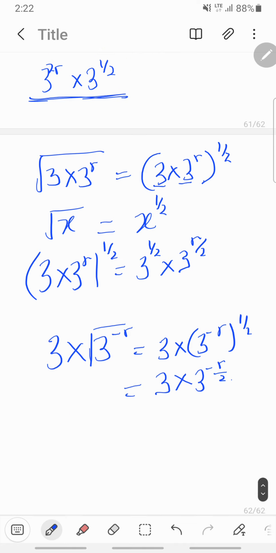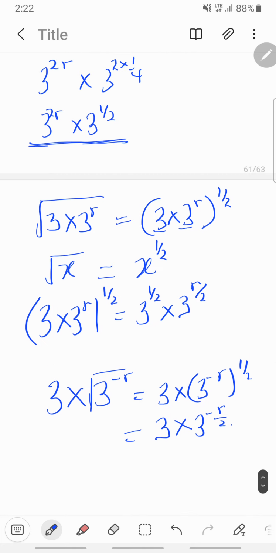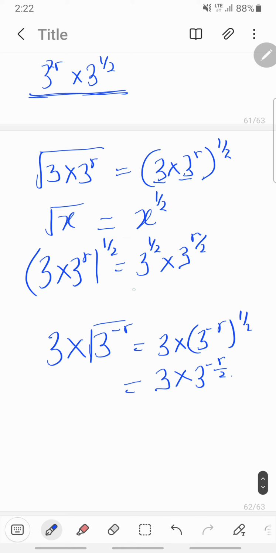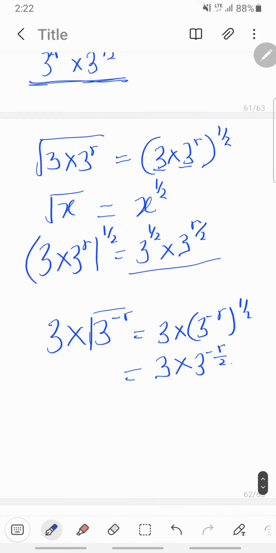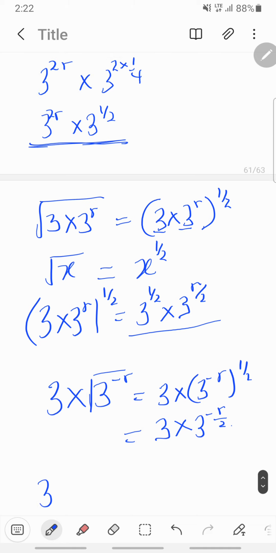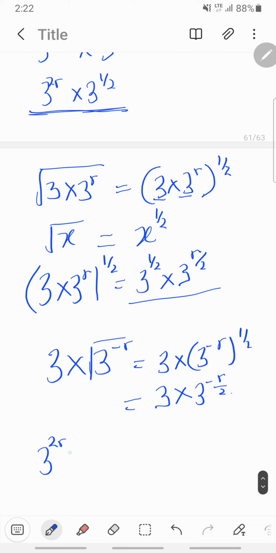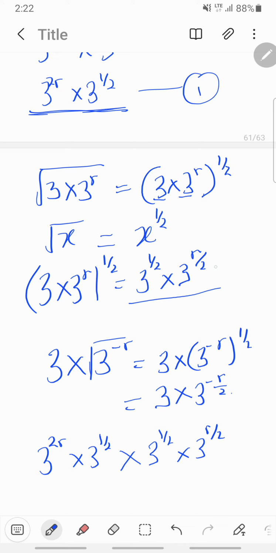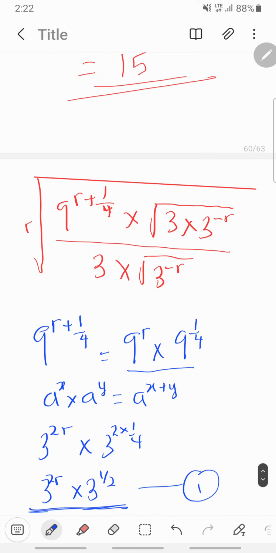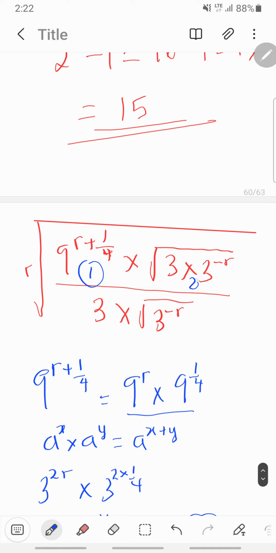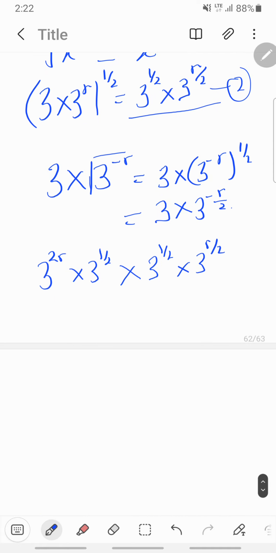Now, the next thing for us to do is to join them together. That is, the numerator is 3 raised to power 2r times 3 raised to power half for the first one, times 3 raised to power half times 3 raised to power r over 2. This is the first, this is the second. So we are multiplying them back here.